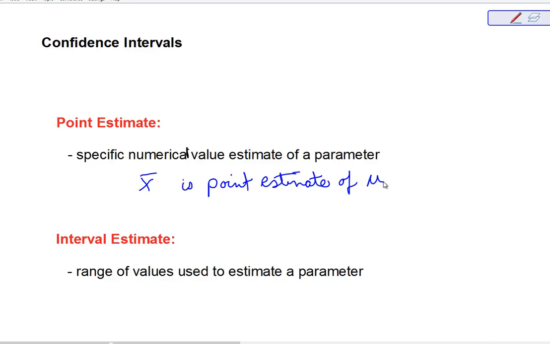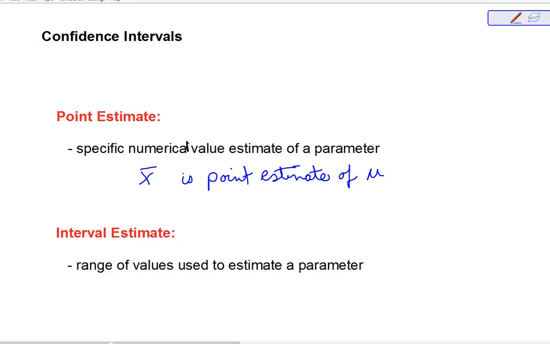Interval estimate is just a range of values used to estimate that parameter, because again, when you're looking at samples, they're not going to be exact values, because we can't have something that exactly equals the population. We can have it approximate the population, but we don't know exactly what the population is because we don't have the population itself. We just have a small sampling of it.